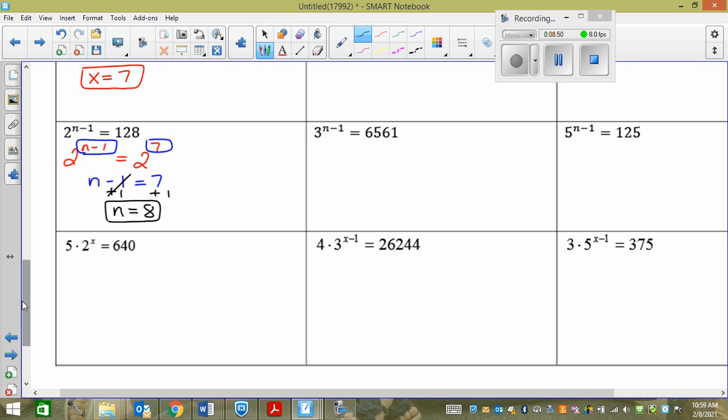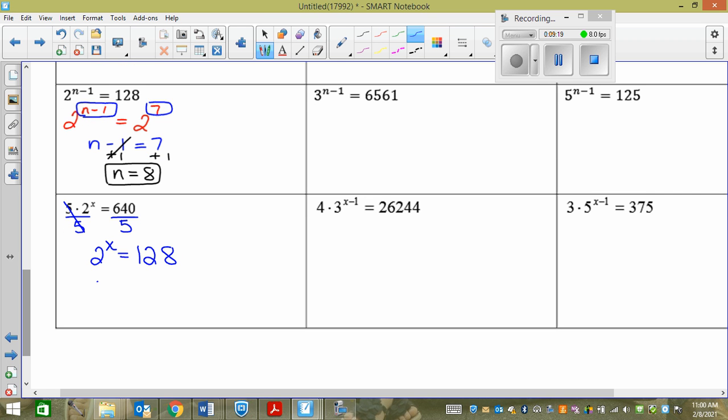This one is actually the same as the previous one. You just don't see it yet, because I have this 5 sitting out front. What do I have to do when I have that 5 sitting out front? Divide it. So we're going to divide the 5 over, and we're going to get 2 to the x equals 128. Right? So we have to spot that first step to divide it over every single time. And we're going to do that with the formula later. So 2 to the x equals 2 to the 7. So x must equal 7. Okay?